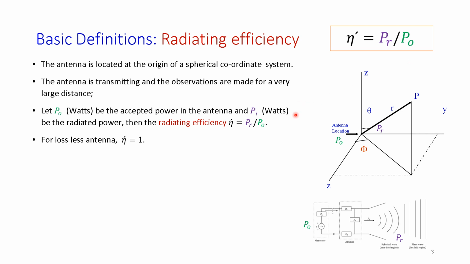And if we have a lossless antenna, then whatever we put inside will be radiated. And in that case, the maximum efficiency would be 1. Of course, a practical antenna will have efficiency less than that. So this is the first definition of the radiation efficiency, PR over P naught.